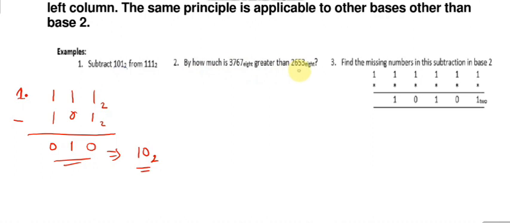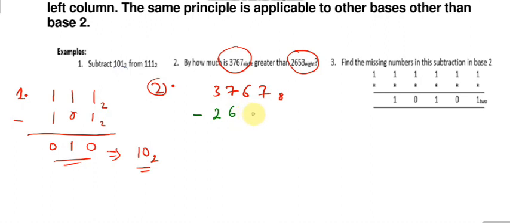Now for this, we are asked by how much is 3767 base 8 greater than 2653 base 8. So what we just do is to subtract this from this. So we're going to write 3767 base 8 minus 2653, all in base 8. So let's subtract. 7 minus 3 is 4. So we have 4. 6 minus 5 is 1. 7 minus 6 is 1. And 3 minus 2 is 1. So that's the answer in base 8.